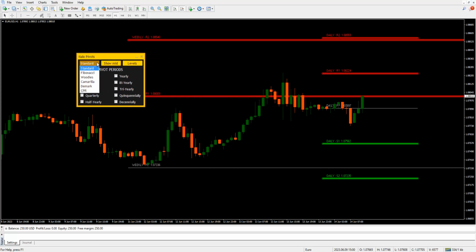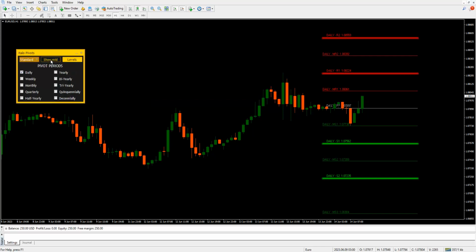You can click on standard here and change the pivot type: Standard, Fibonacci, Woodie's, Camarilla, DeMark, and CPR. Here in show mid, you can click to show mid points, mid pivot points. Take a look.